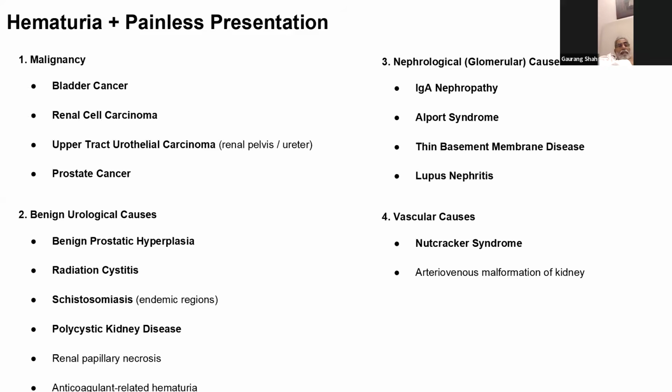Hematuria with painless presentation. Go ahead, Harshu. The causes may include malignancy, which includes bladder, renal, upper tract urothelial tumors, or prostate cancers. Benign urological conditions such as BPH, radiation cystitis, schistosomiasis, polycystic kidney, papillary necrosis, anticoagulant related hematuria, or glomerular causes as described, or vascular causes such as nutcracker syndrome or AV malformations of the kidney.